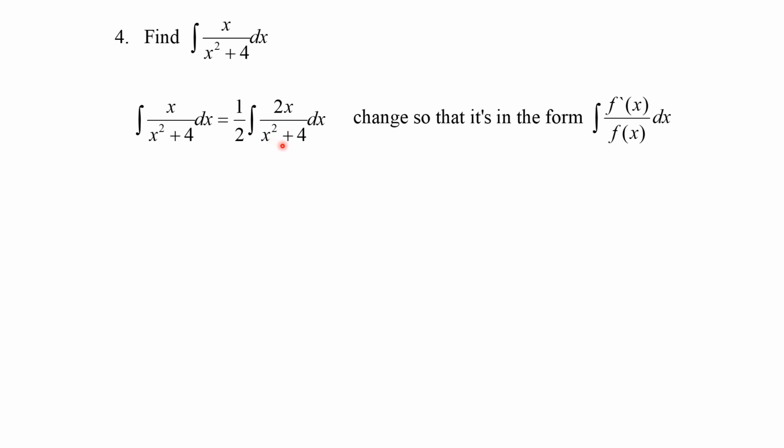Because we are aware that the differentiation of x squared plus 4 is 2x, to modify it, we can write a half in front here so that it's the same as the question. So here we have f prime x over f(x), and this should give you ln f(x). So this becomes half multiplied by ln of x squared plus 4, plus c because it's an indefinite integral.